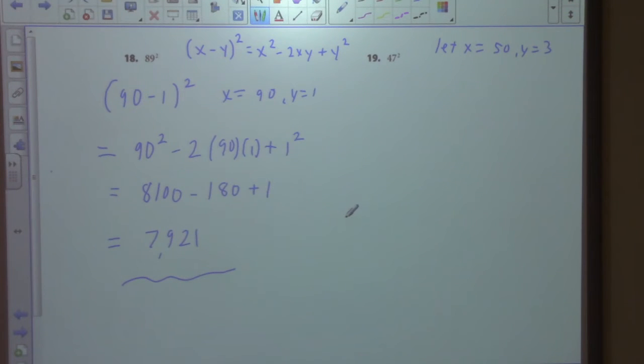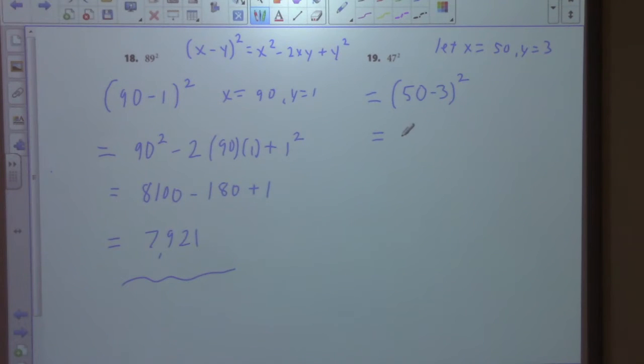Hi. Okay. So I did. What do you want me to do? The right side or left side? Because the left side is like you said, 50 minus 3 to the power 2. The right side is 50 to the power 2. Like this?